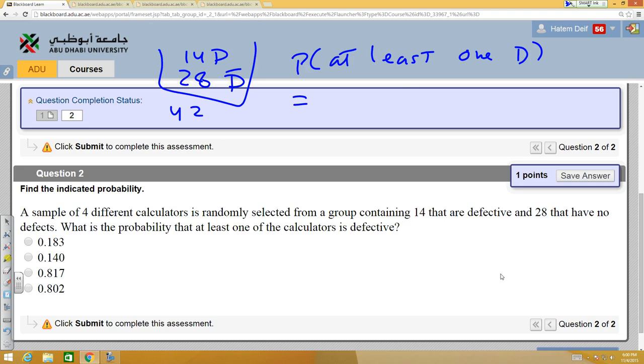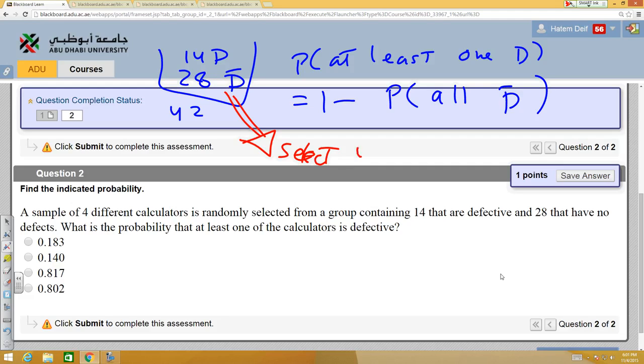Who remembers? 1 minus the probability of all of them are not defective. Yes. All of them, how many? All of like what? 2, 3, 4, 5? Who's all? No, 42? No, it's 28. At least 1 defective from what? From how many we selected? No. We selected just 4.